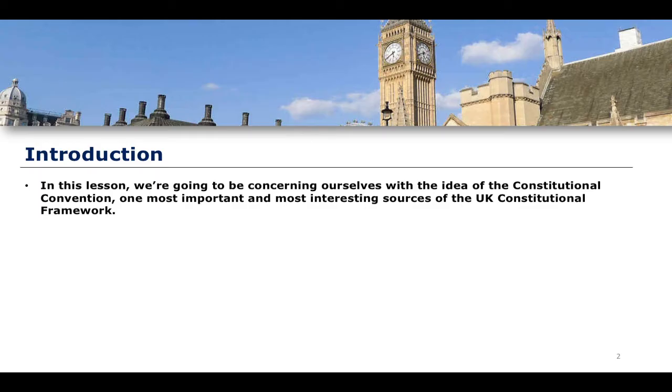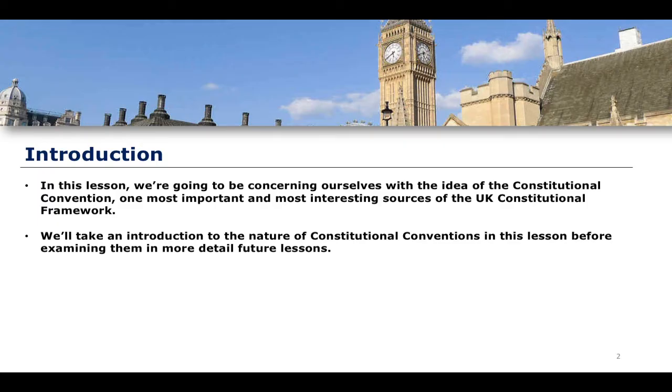And so the idea here is that we're going to talk a little bit about the nature of the constitutional convention, what a convention is, how it is defined in a way, and then we'll talk about them in more detail, how they're formed in future lessons, and then maybe the different kinds that you will be familiar with.